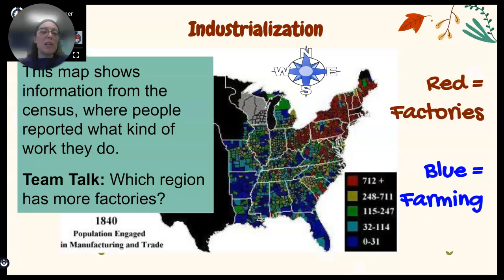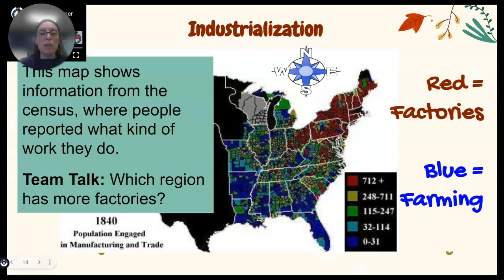The map that we are looking at now shows information from the census in 1840. A census is where people report what kind of work they do, as well as how many people are in their household and all that. But what we're using here is not the numbers of people total. This is what kind of work is done. So we still have the North, primarily the Northeast, and then we have the South.